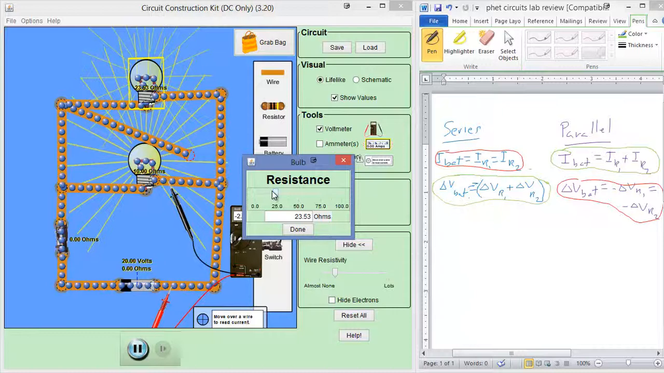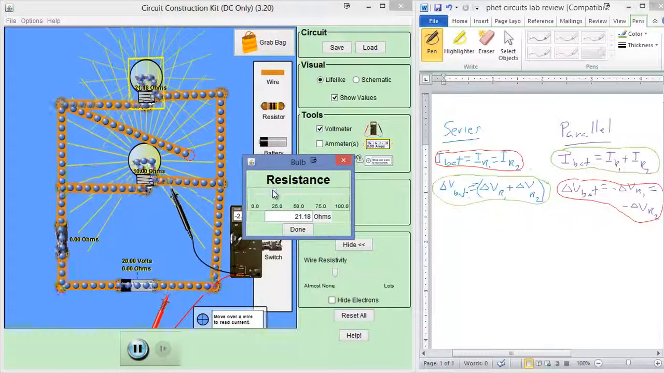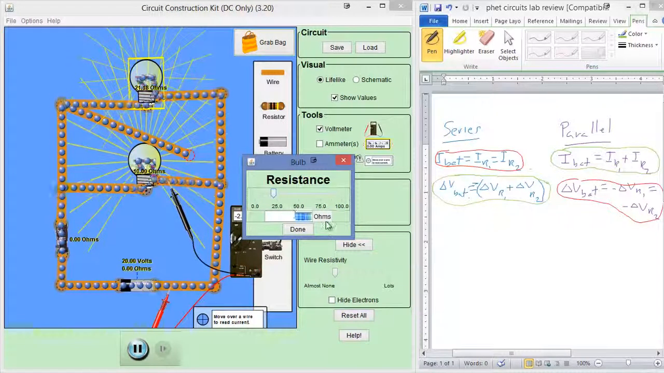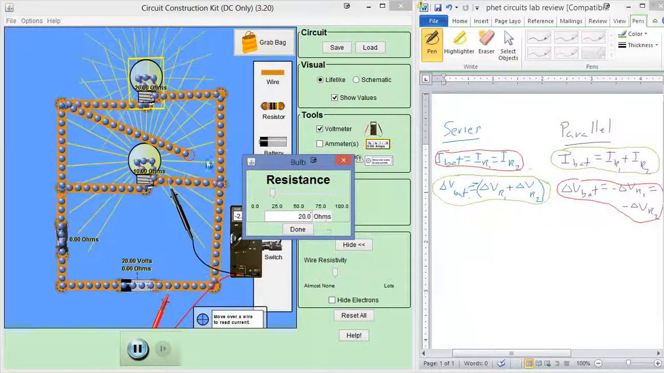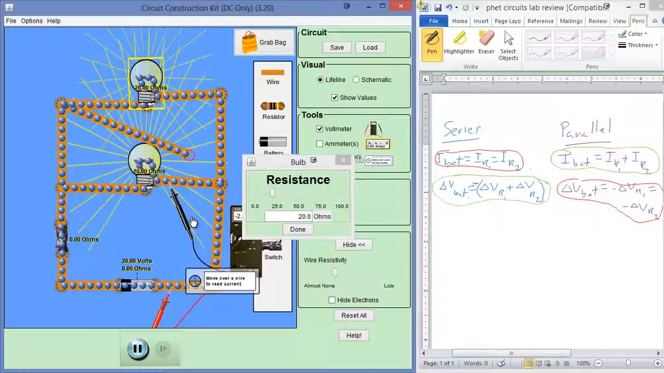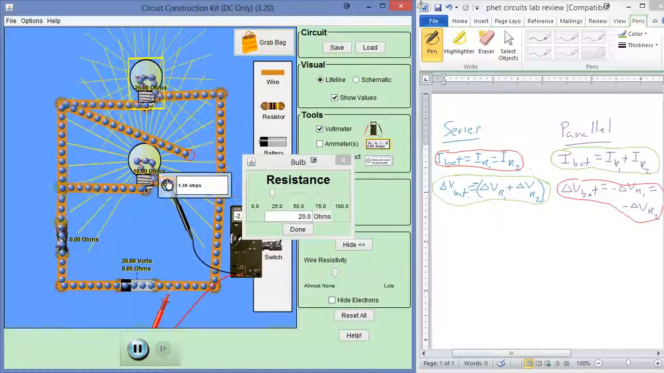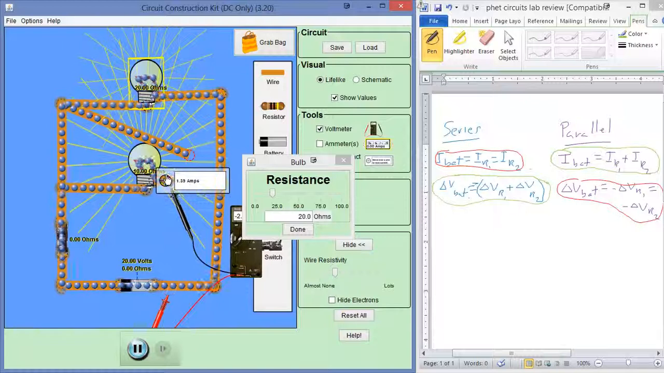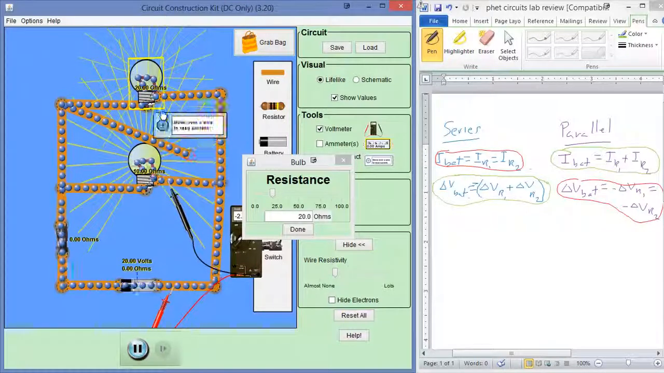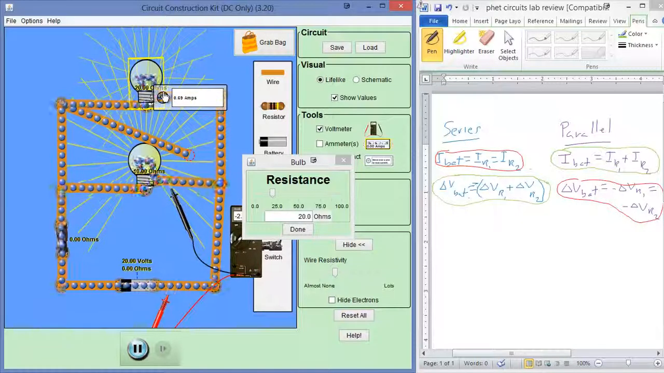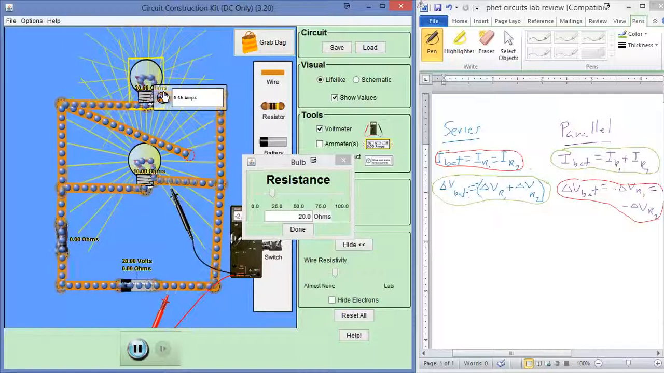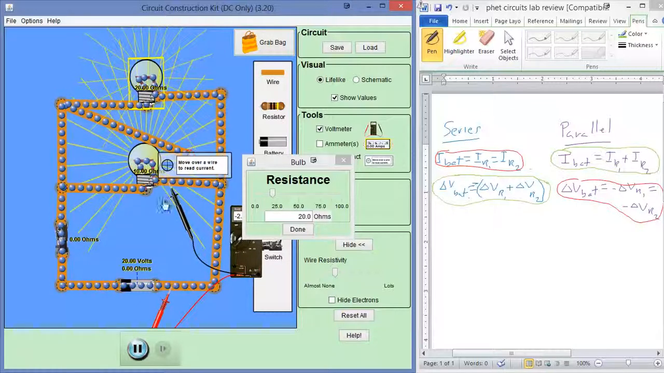And if I make this resistance twice the resistance of the other bulb, so I'll make this one 20 ohms and the other one 10, if I go in and measure current, the current through this one here is 1.39, and the current through this one is 0.69. So we are getting literally half the current because we have twice the resistance.